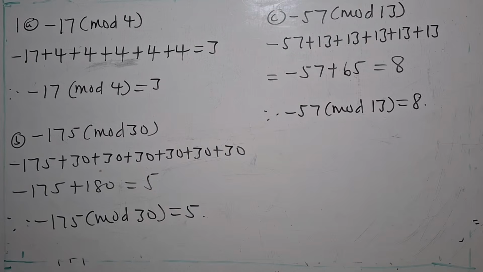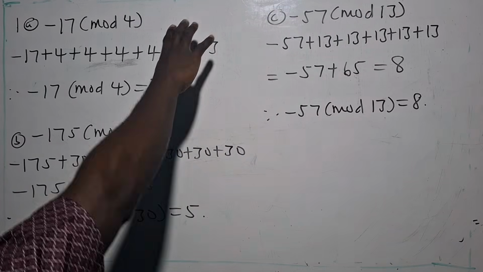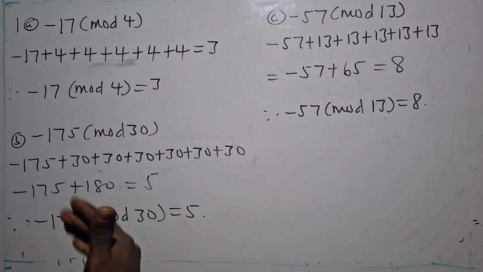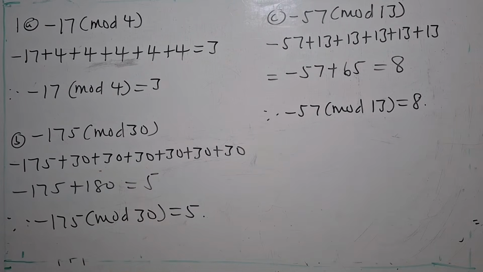So this is how we check it. Or what you can do is use the first method, whilst you are adding, you are checking your answers. All these are numbers lesser than the mod. So that's how we do it. With a negative number, we add the modulo to obtain our first positive number.